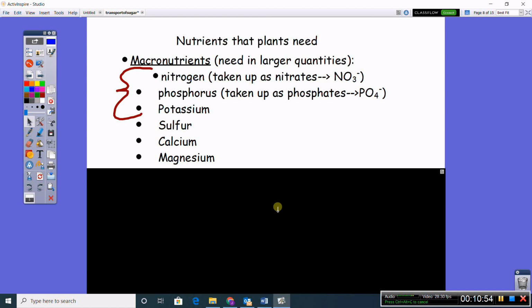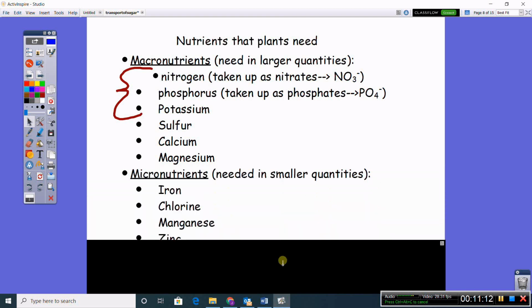Those also happen to be the three elements that are added into fertilizers that you might be using this time of year to get your grass to look greener or get your flowers to bloom bigger, okay? Those are typically the three additives in fertilizers, as you'll see on the next slide.